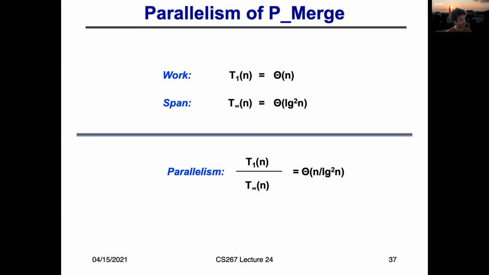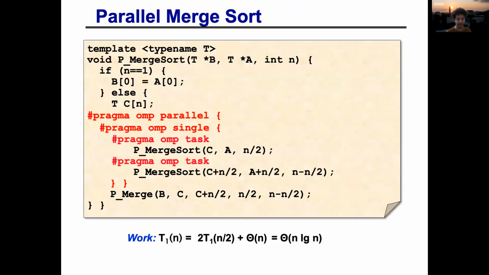But we haven't solved the sorting problem yet. We only solved the merging problem. How can we actually sort now? Well, we have a parallel merge sort that we're recursively calling. And the whole parallelism in this parallel merge sort is, again, this recursion part.